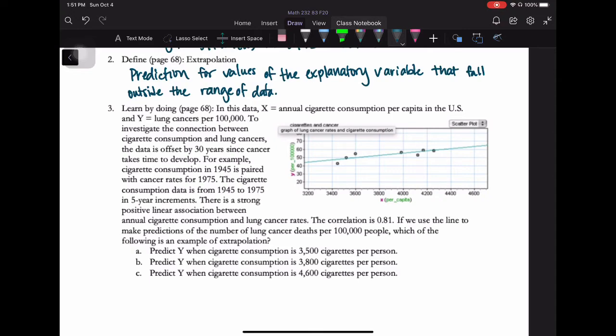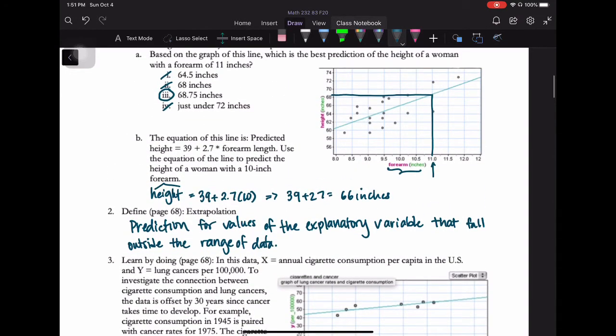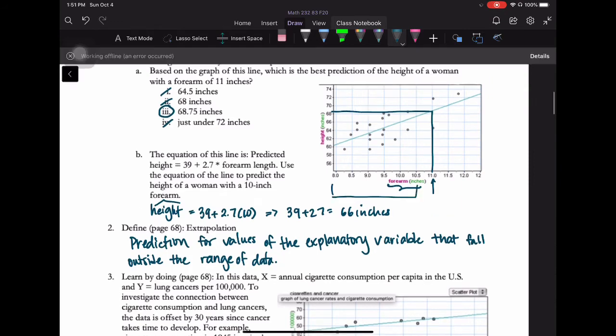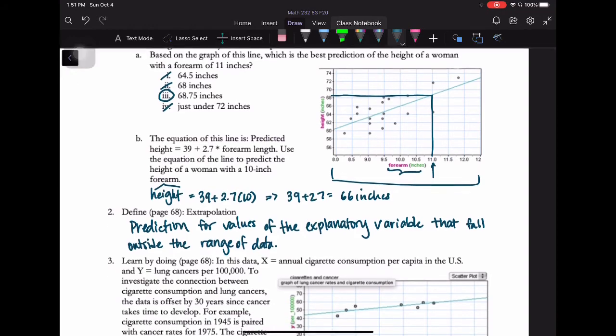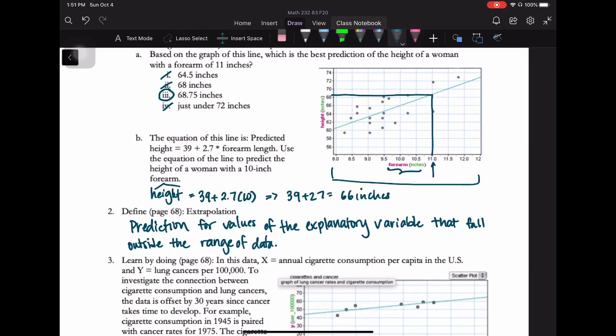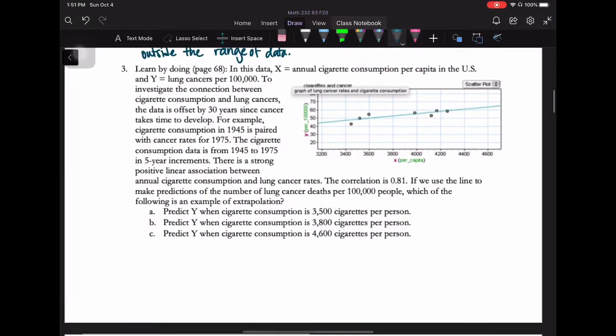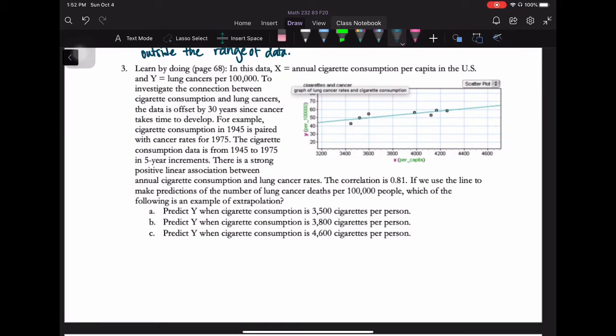For instance, if I go back to this original problem for forearms, I have forearm lengths from 8 inches to 12 inches. But if I was to ask you to make a prediction for something with a forearm less than 8 inches or greater than 12 inches, that would be considered extrapolation. The reason is that when we're talking about the data range from 8 to 12, we don't know that the linear pattern continues less than 8 or greater than 12.